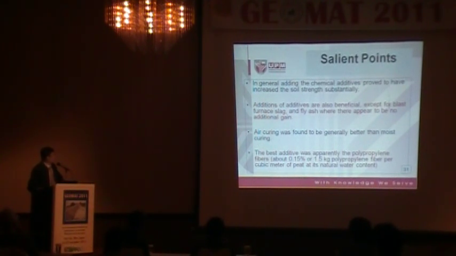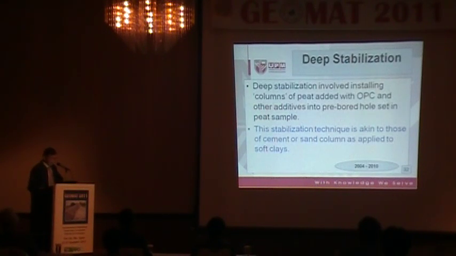So, of course, in general, adding the chemical additive, as expected, proved to increase soil strength substantially. Additives are beneficial, except for blast furnace slag and fly ash, where there appears to be no additional gain. Air curing was found to be generally better than moist curing, and the best additive was the polypropylene fiber, with about 0.15%, or 1.5 kilograms of fiber per cubic meter of peat at its natural water content.